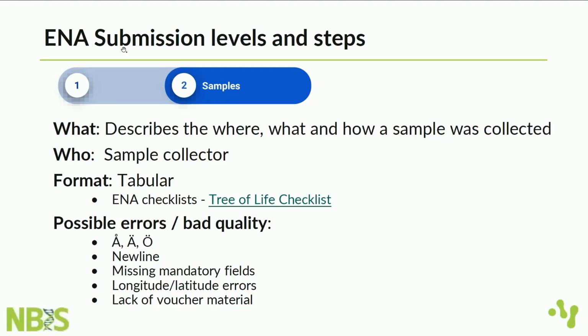Looking at sampling, what is it? Well, it describes the where's, the what's, the how's of the sample and how it was collected. We heard this earlier today from Paco. And who does this? Well, preferably the sample collector, the one who collected the samples. That's the person who has all the information about the samples. That's the person who should supply this information. The format is usually tabular, and it's gathered into ENA checklists. And for biodiversity data, we prefer the Tree of Life checklist, for reasons I'll come into later.